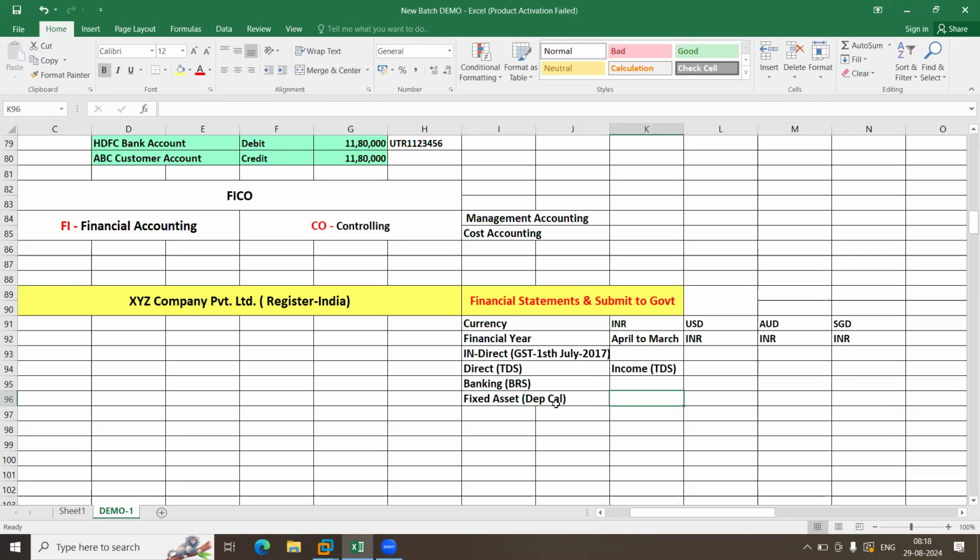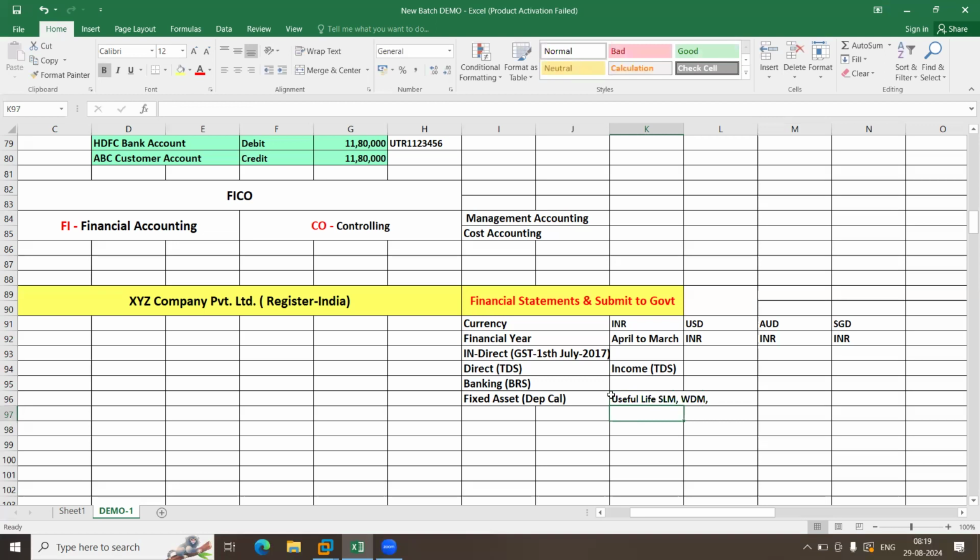So depreciation calculation, any idea? Generally, what are the depreciation calculation methods we use? Written down value, straight line method. Straight line method, written down value method, WDV. And nowadays the most important method, which we use everywhere, is depreciation calculation based on the asset useful life.